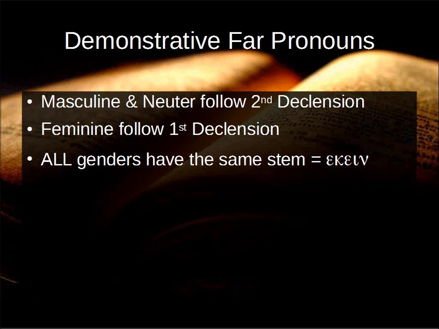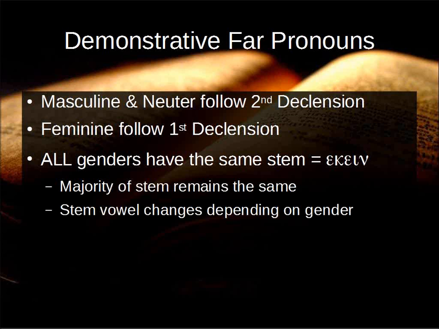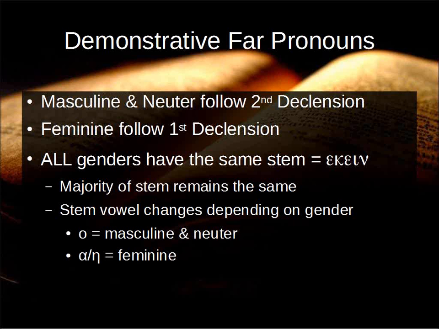And that stem is epsilon, kappa, epsilon, iota, nu. Okay? So all of them will have that part of the stem. So, like I said, that majority of the stem remains the same. The only changes to the stem will be that final stem vowel because of gender. So, like before with the near, if you have an omicron at the end of it, it's either a masculine or neuter. If you have an alpha or an eta, that's a feminine.